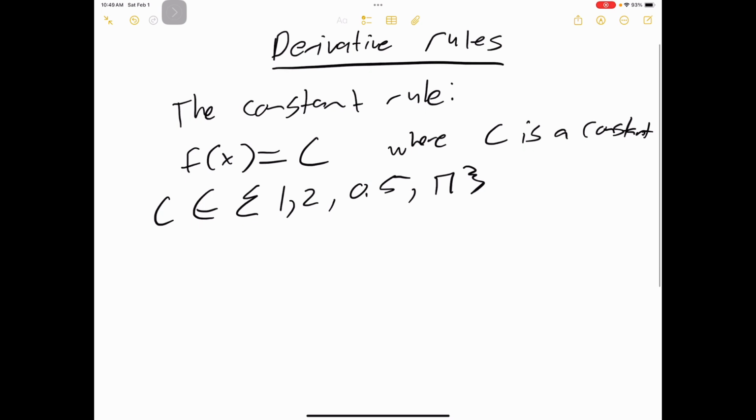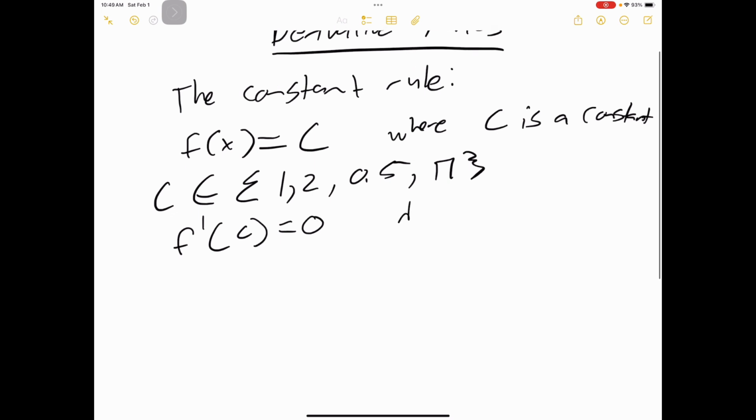If we have f of x equals c, f prime of x, the derivative of c, is going to be equal to 0. The derivative of a constant is equal to 0. Another way to write this, d dx, the derivative with respect to x of c, is equal to 0.